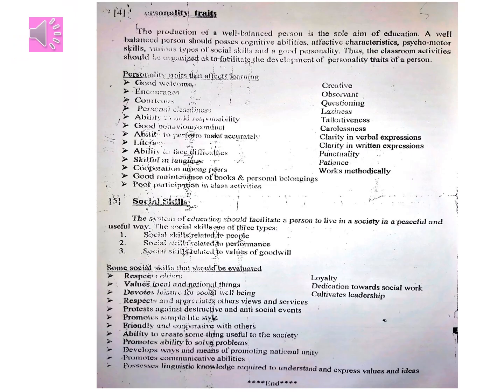Now the last two domains, personality traits and social skills. Right, personality traits. The production of a well-balanced citizen is the sole aim of education. A well-balanced person should possess cognitive abilities, affective characteristics, psychomotor skills, and various types of social skills and good personality. Thus, the classroom activities should be organized so as to facilitate the development of personality traits of a person.